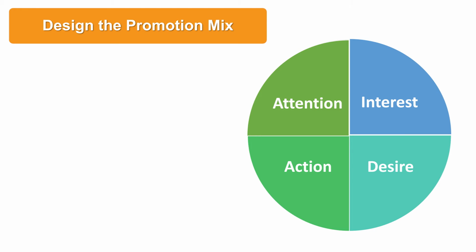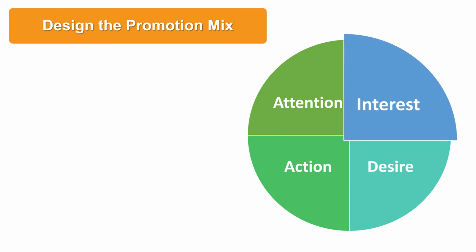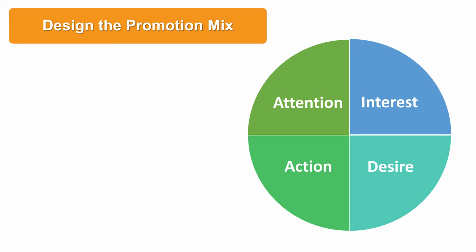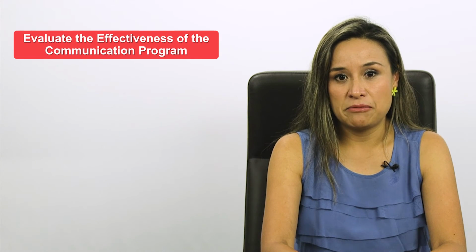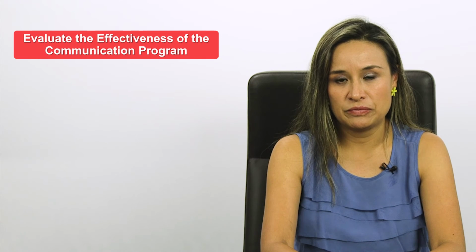However, the message should ideally accomplish 4 objectives, though a single message can rarely do all of this. It should get attention, hold interest, create desire, and produce action. These objectives are similar to the objectives we just discussed in the hierarchy of effects. The final step, step 5, is to evaluate the effectiveness of the communication program.